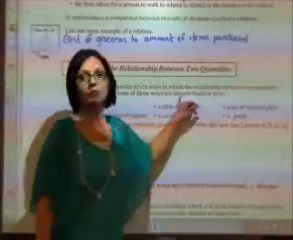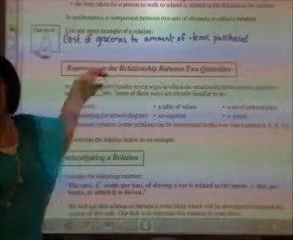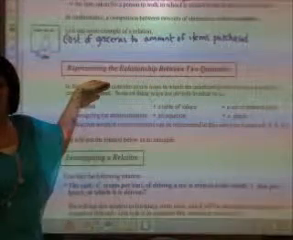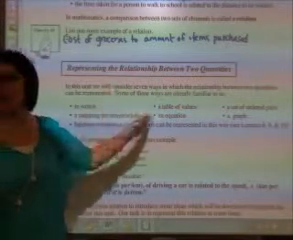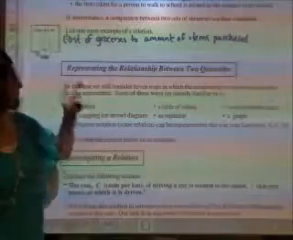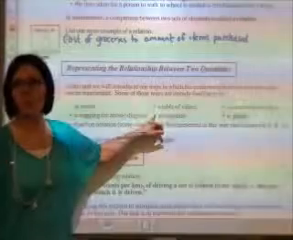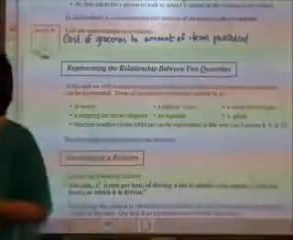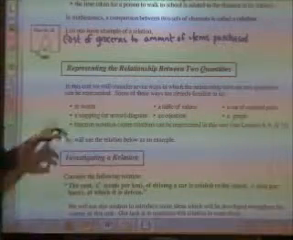A table of values. So we had those charts yesterday with the number of triangles, 1, 2, 3, 4, 5 triangles, and the number of toothpicks, 3, 5, 7, 9, 11. A set of ordered pairs. Well, we took the numbers from the table of values and created a set of ordered pairs from it. So we had 1 and 3, 2 and 5, 3 and 7. Mapping or an arrow diagram, which is a new one. We haven't really seen that one yet.